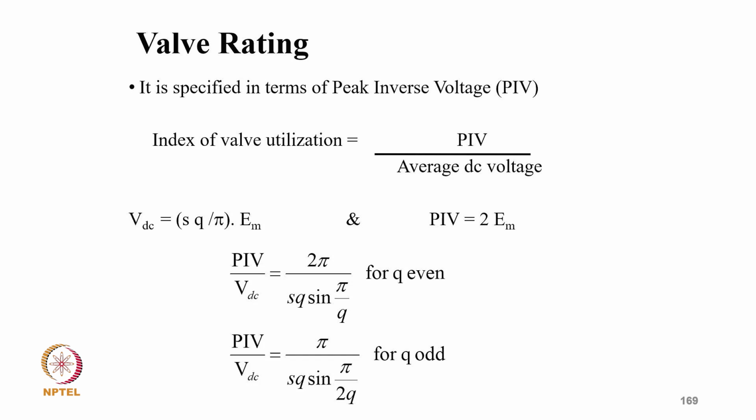Now coming to the valve rating, it is specified in terms of peak inverse voltage PIV. So index of utilization is PIV divided by average DC voltage. So for VDC, square root of pi AM equal to PIV 2V, and PIV upon VDC equal to pi into square of sine pi by Q for Q even, and PIV upon VDC is pi square root of sine pi by 2Q for Q odd.